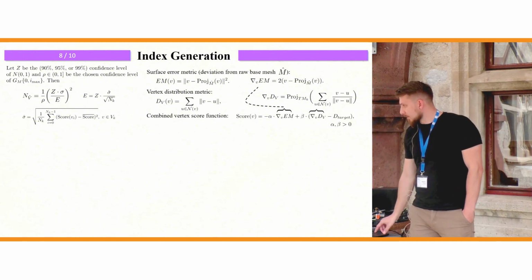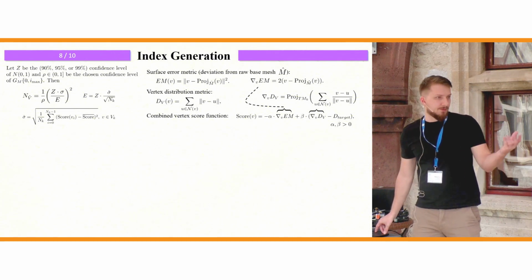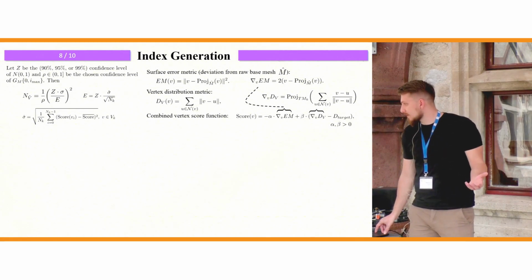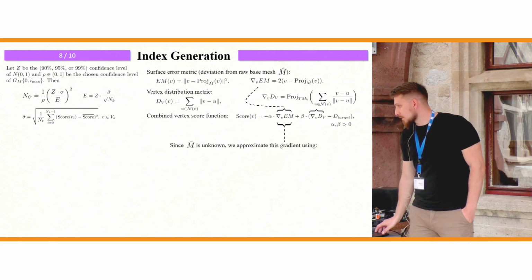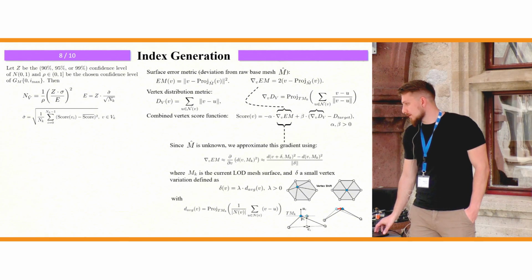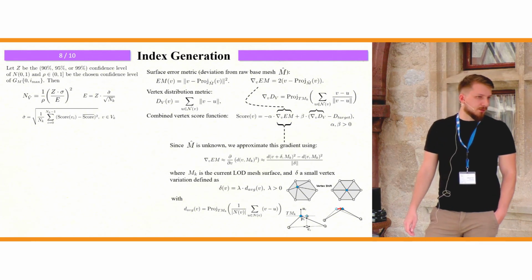Now, obviously, we don't have any information about how the big mesh, the entire file, looks. So we can't really compute some of these things, especially not the error metric here. So for that, we use an approximation for the gradient, which is computed from the tangential shifts of the vertices.